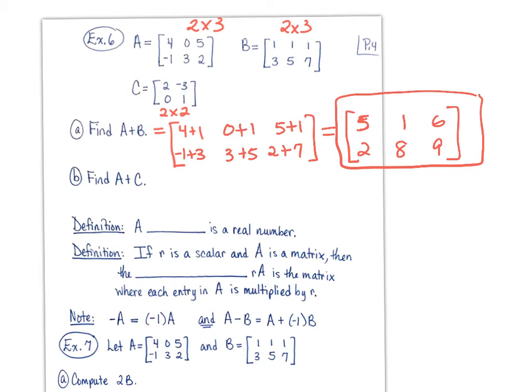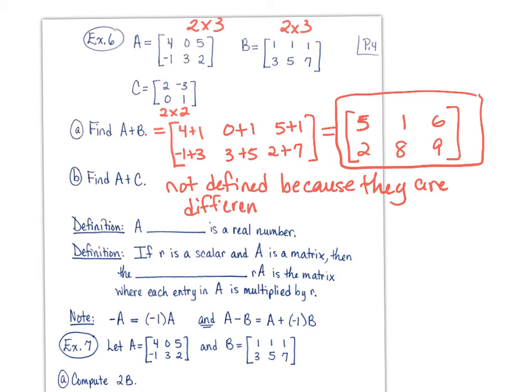Find A plus C. They're different sizes. So what does that mean? You can't. That's right. It's not defined. Very good. It's not defined because they're different sizes.